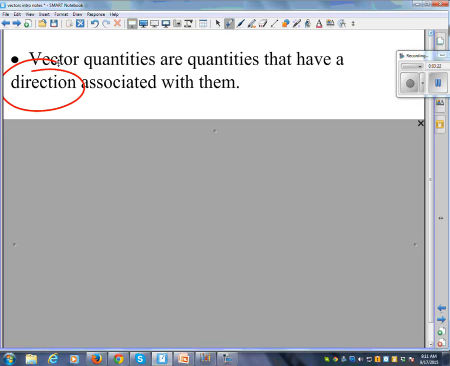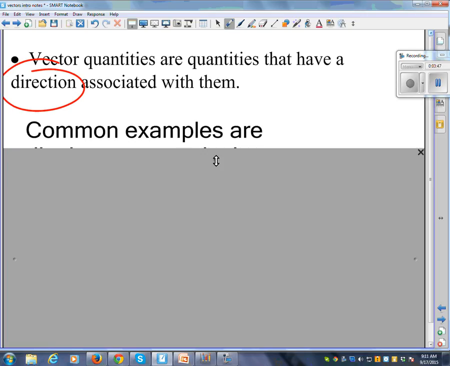I'm going to give you a list of examples right away. Actually, it looks like you have the examples already. Have you got examples there, Matt? Yeah? What are the examples that I gave you? No, the one. Don't you have it right on your page? Examples are? Common examples? Velocity, acceleration.